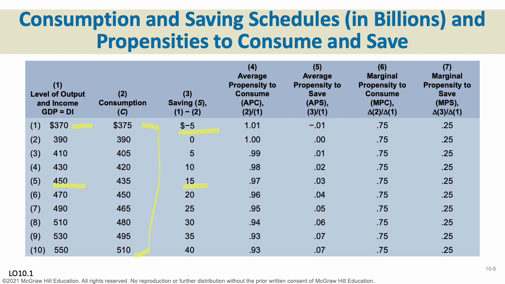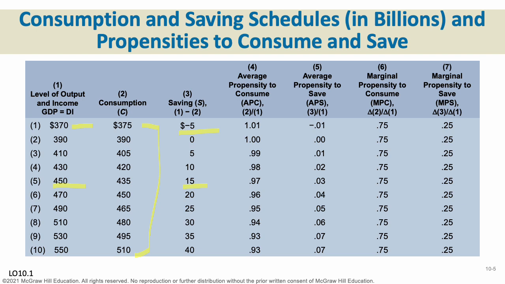Average propensity to consume is how much of your income you're consuming. Note, at level 1, it's 1.01 or 101%. That's why we have a negative savings. At level 2, it's 100%. That's why savings is 0. And at all other levels, it's under 100%, so there is some degree of savings. And if we look at average propensity to save, that's showing us how much of our disposable income is being saved. The marginals mean the change in, so every level, the change in consumption is 75%. Meaning of each new dollar brought in, 75% is consumed and 25% is saved. That's what we're looking at here.